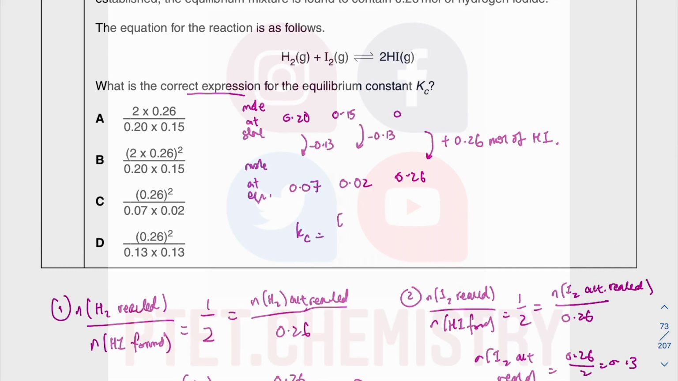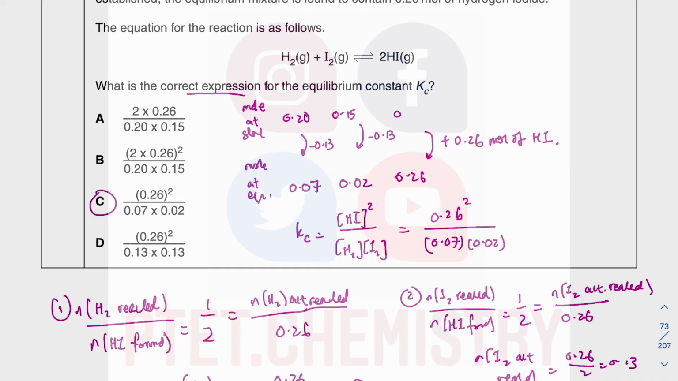So your Kc is going to be the concentration of HI squared, because you have a 2 in front of the HI, and then the H2 concentration and the I2 concentration, both raised to the power of 1. So this is what I'm going to have as an expression, just like in any theory paper. So that's going to be 0.26 squared over 0.07 times 0.02.